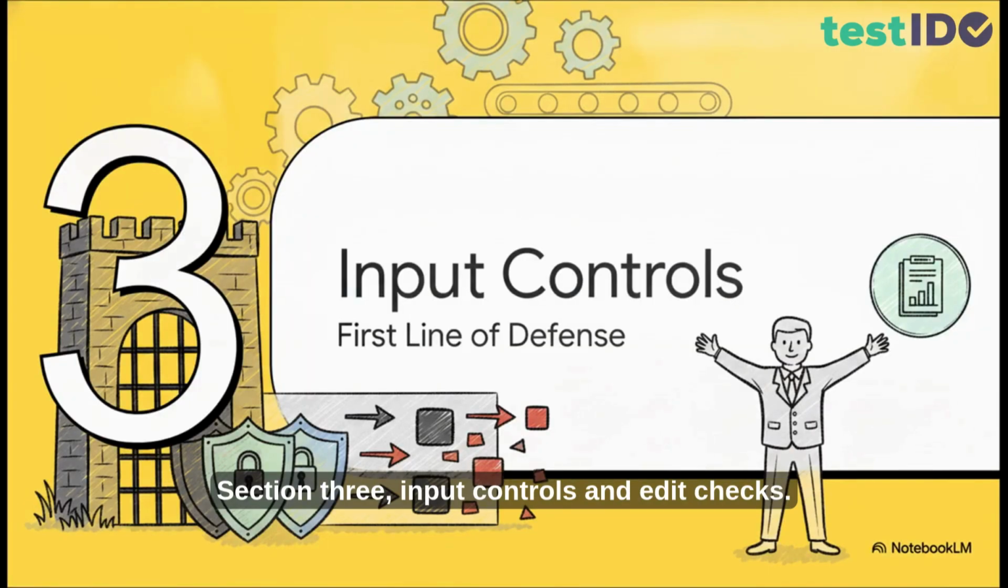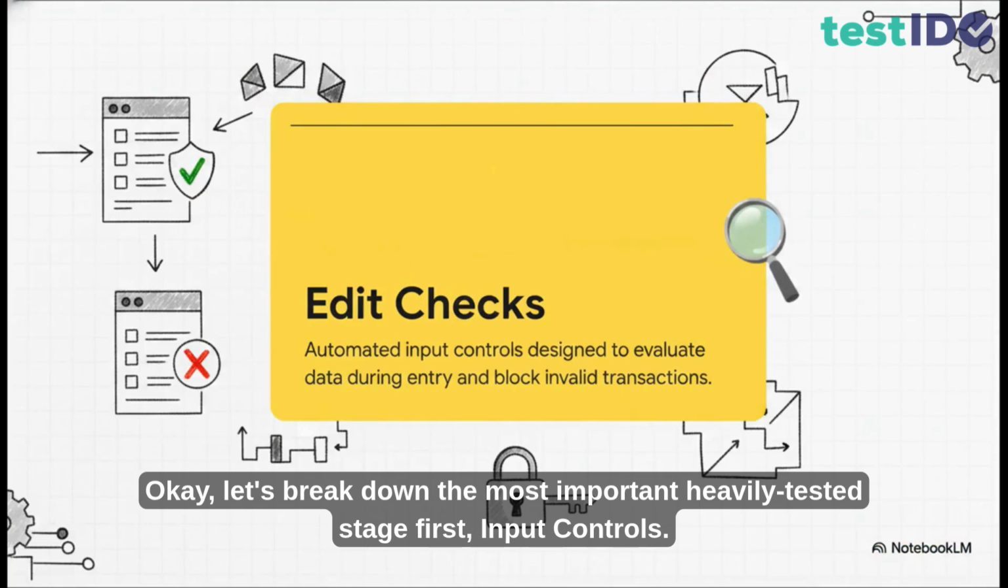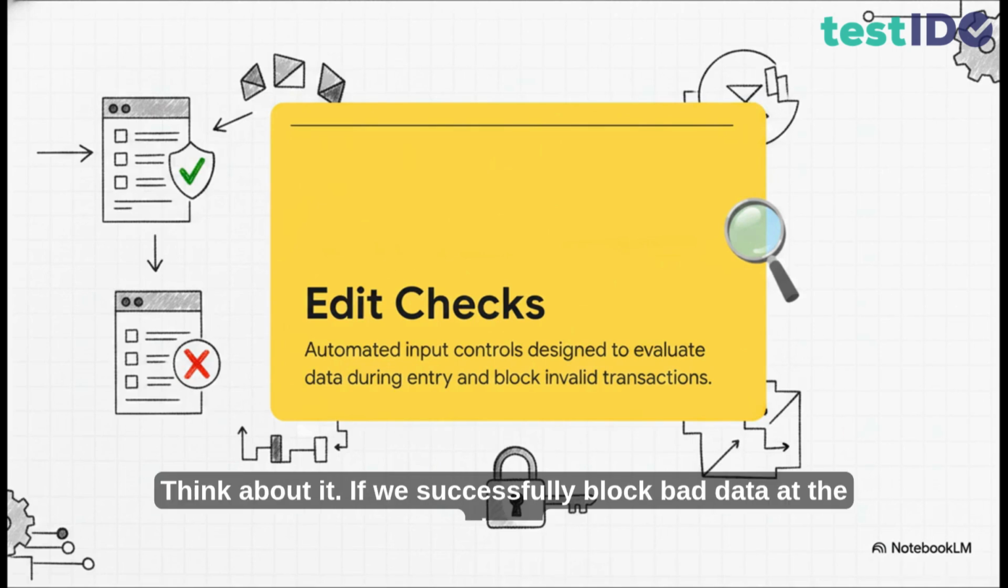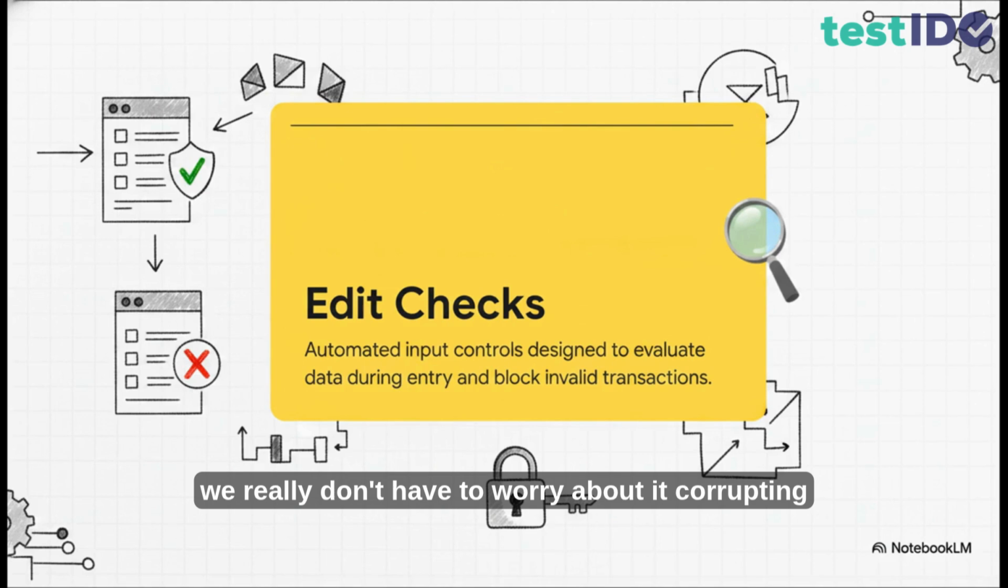Section 3. Input controls and edit checks. Okay, let's break down the most heavily tested stage first: input controls. This is our first line of defense. Think about it. If we successfully block bad data at the door, we really don't have to worry about it corrupting our processing or totally ruining our reports later on.